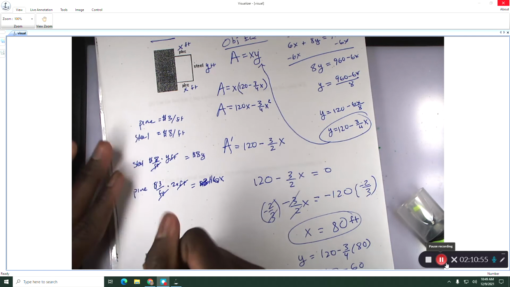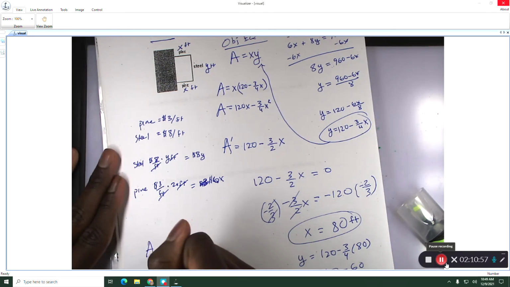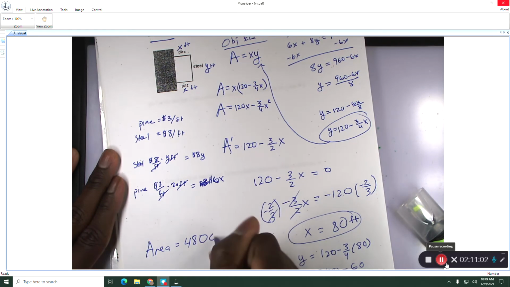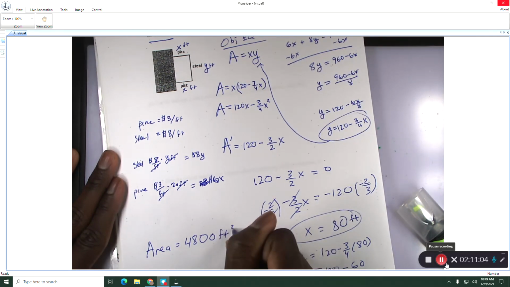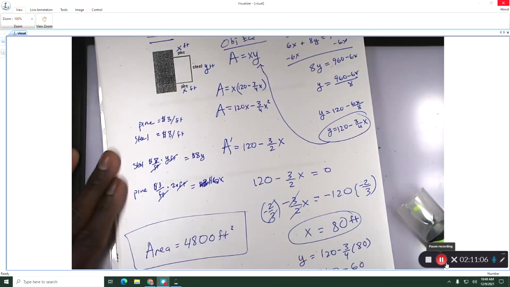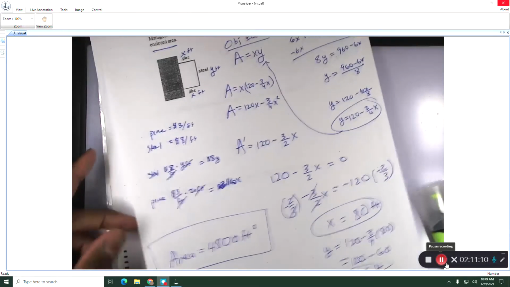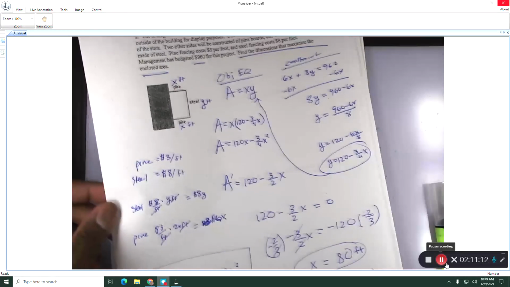Okay, we could also, for good measure, just find the area, but we know that's 4,800 feet squared, for good measure. Just in case we're not sure.